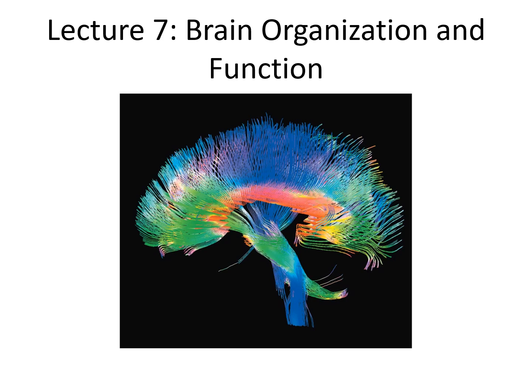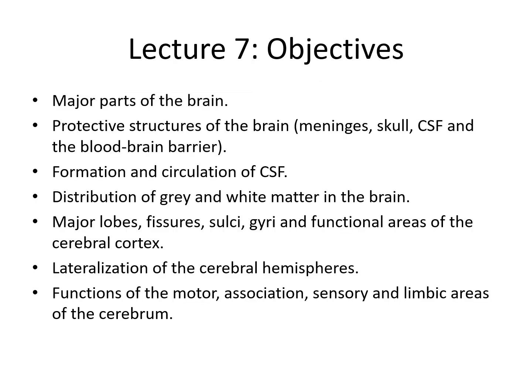Everyone, this is Lecture 7, which will cover the brain organization and function. In this lecture, our major objectives are to identify the major parts of the brain, identify the major structures of the brain, such as the meninges or the skull, cerebrospinal fluid, and the blood-brain barrier. We'll also talk about the function and circulation of cerebrospinal fluid.